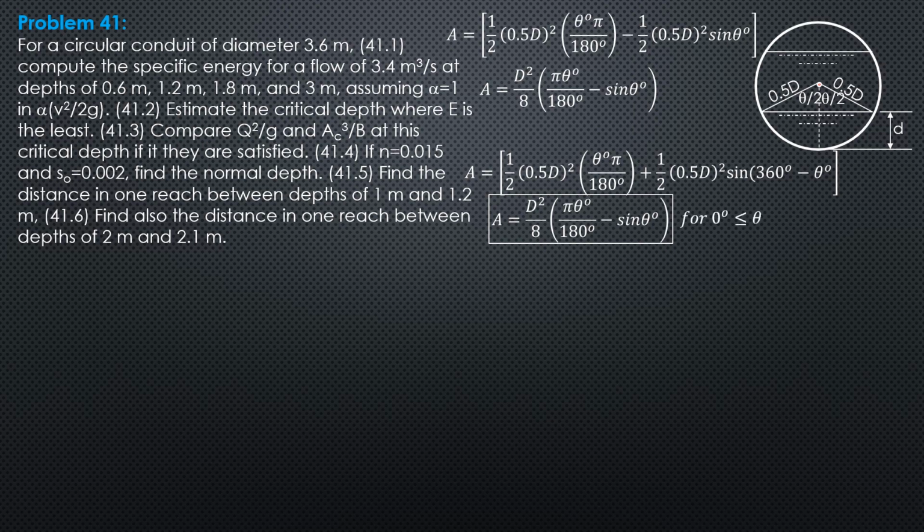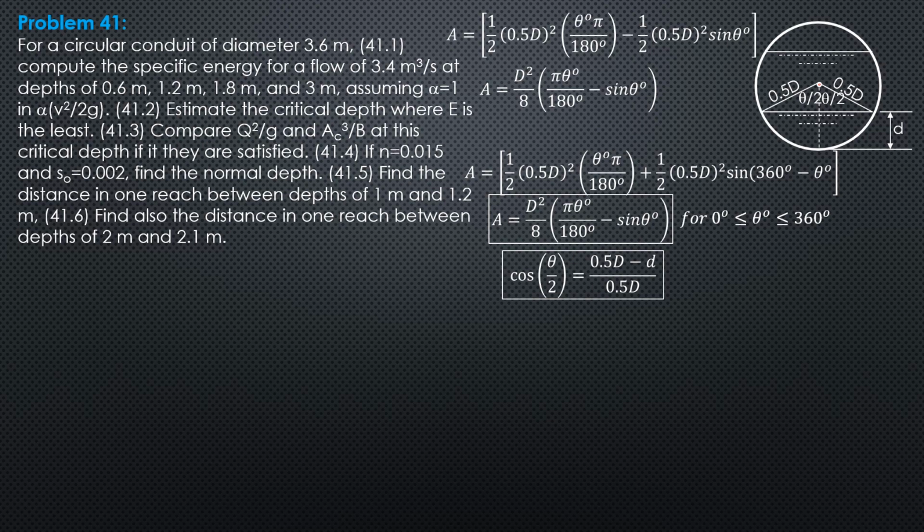So likewise, that's for theta between 0 degrees and 360 degrees. Cosine of theta over 2 for this situation is 0.5 of the diameter minus the depth, that is, 0.5 d minus d, divided by the hypotenuse 0.5 d. So this is the general expression for cosine of theta over 2 when the depth of flow is below 0.5 d.